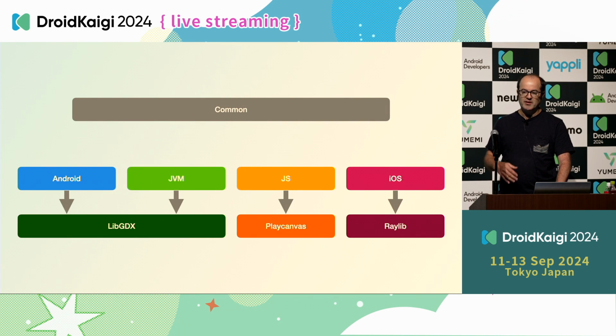So to create my game engine, I tried a very naive approach. The idea was to use a different kind of game engine per platform. So for example, on Android and on the JVM, I tried to use libGDX. On the web platform, I tried to use PlayCanvas. PlayCanvas is a JavaScript game framework. And to try the native implementation, to try the native support instead, I tried Raylib.